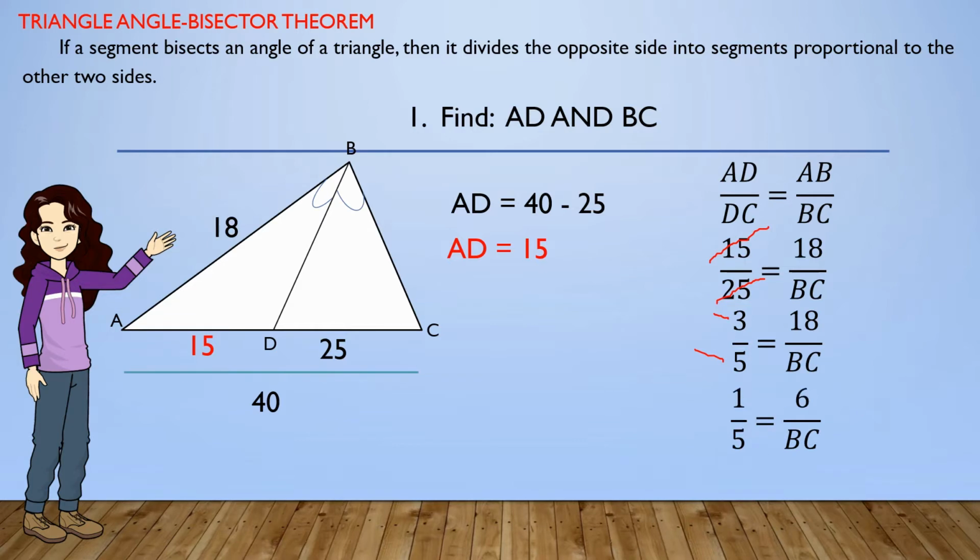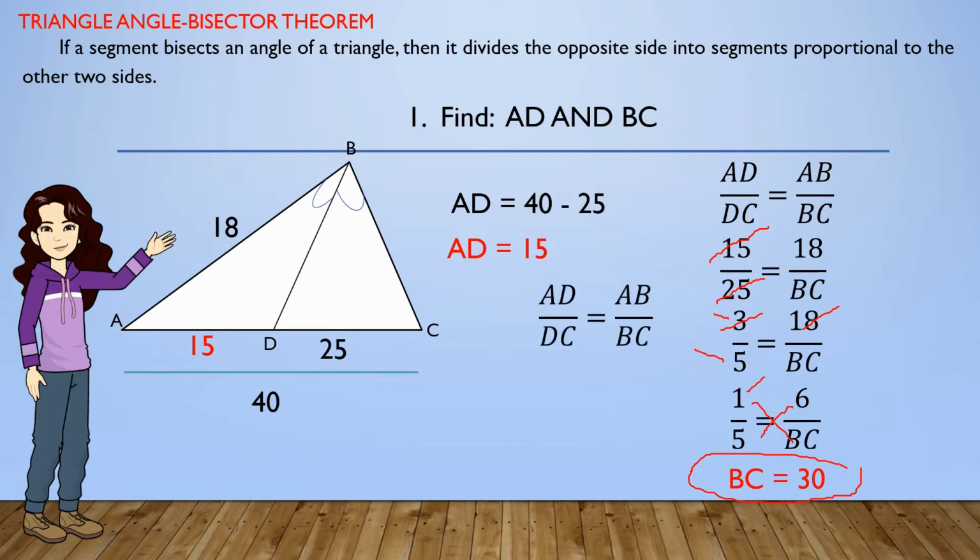Then we can also simplify the other fraction. 3 and 18 can be divided by 3. 3 divided by 3 is 1, then 18 divided by 3 is 6. So now we can cross multiply. BC times 1 is BC, then 5 times 6 is 30. So our answer is 30.